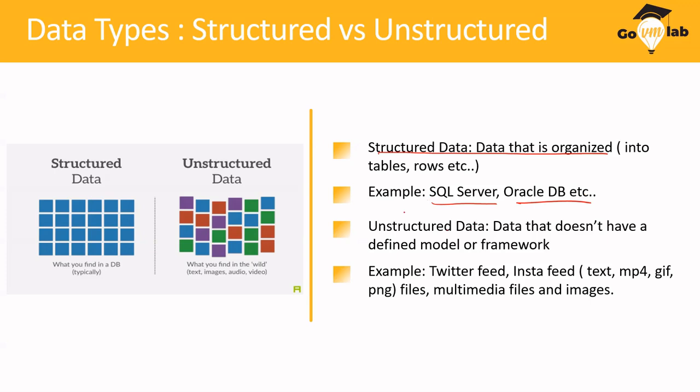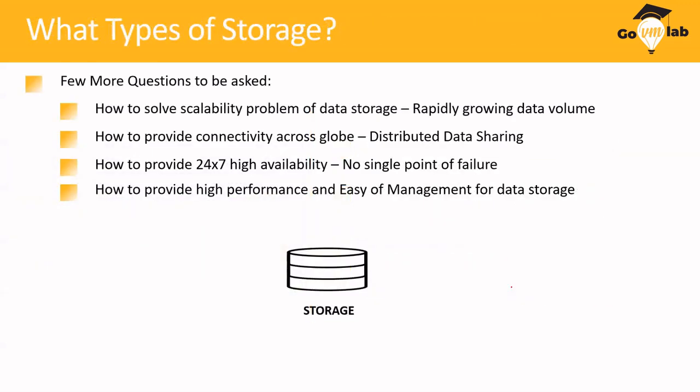But then there is something called unstructured data as well. When social media started evolving, a new kind of framework started evolving, and that is where the evolution of unstructured data happens, where data does not have a defined model or framework. Whenever we talk about Twitter feeds, Insta feeds, multimedia files, images which users keep uploading on Instagram stories or reels, your LinkedIn, your Facebook, or maybe your YouTube.